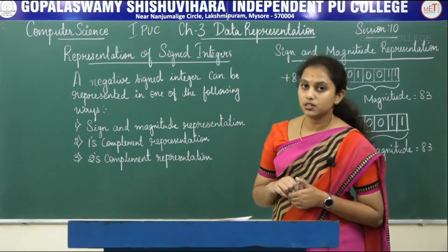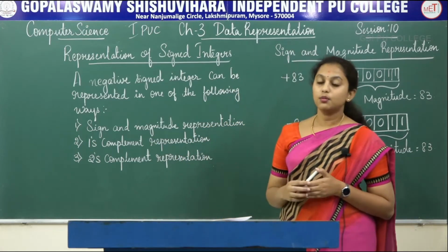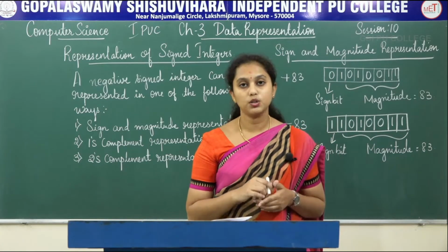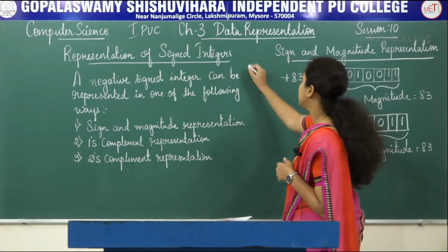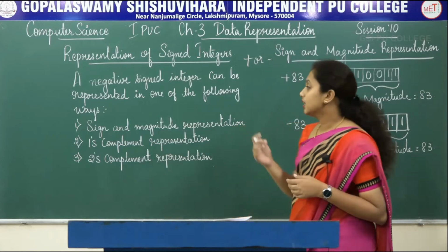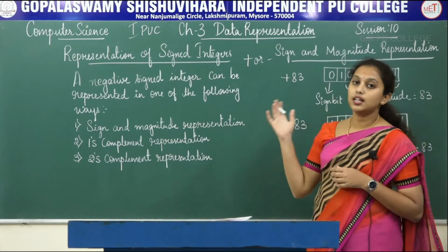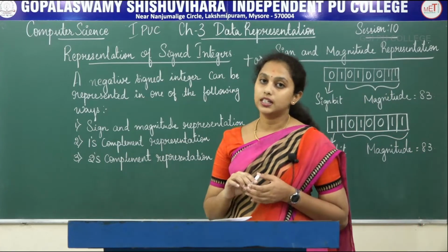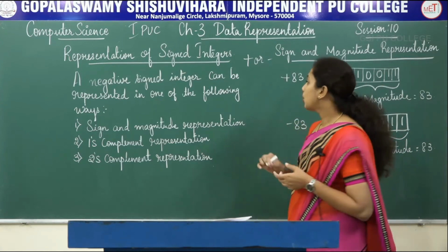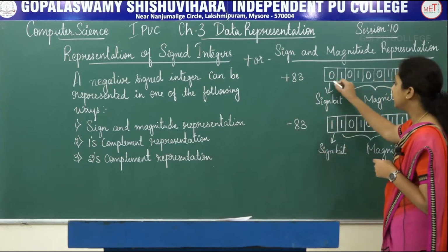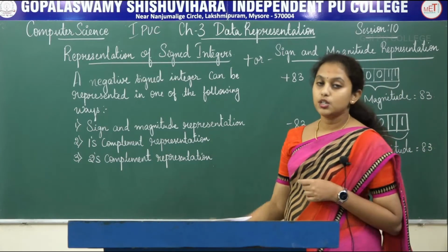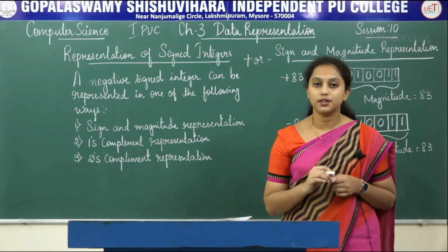In digital computers, they can handle both positive and negative integers. So some means is required to represent the sign, that is plus or minus. This is done by adding a sign bit to the leftmost part of the number, called the sign bit. A positive number has 0 and a negative number has 1 as its sign bit. This is called fixed point representation.